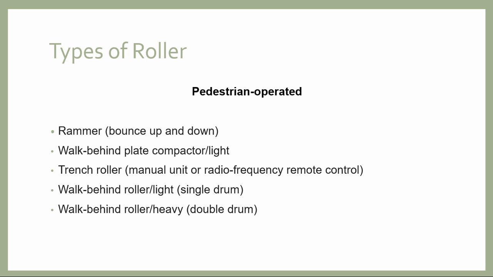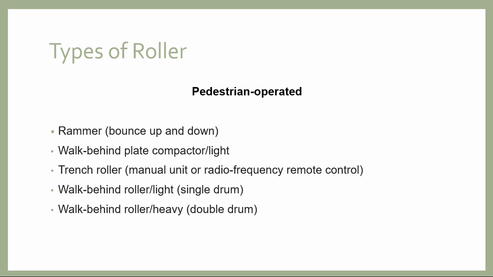Here the pedestrian operated rollers can be classified in various ways. First one is called a rammer, second one is the walk behind plate compactor or light type, third one is the trench type roller, fourth one is the walk behind roller or light, and fifth one is the walk behind roller or heavy.